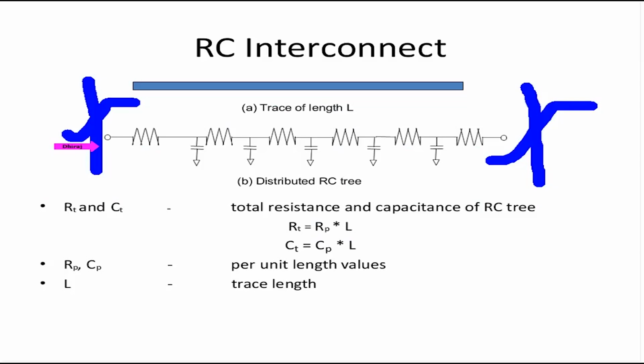In fact, delay calculation for nets takes much longer time when compared to delay calculation for cells. The only reason being that the cell delays are represented in a lookup table, and the only thing the tool has to do is interpolate. But in this case, it has to employ some sophisticated numerical analysis techniques to calculate a delay. Now we'll define a few terms here. RT and CT are the total resistance and capacitance of this interconnect of length L. RT is equal to RP into L, CT is equal to CP into L, where RP and CP are the per unit length values and L is the trace length.